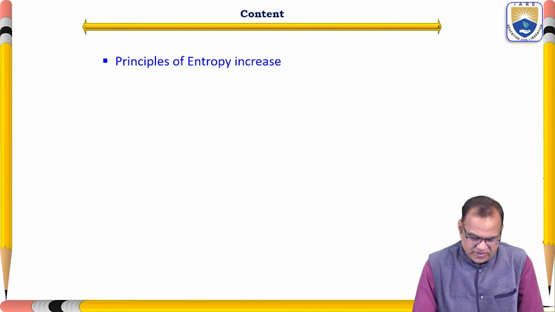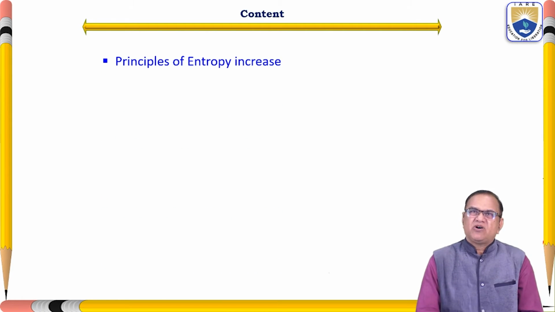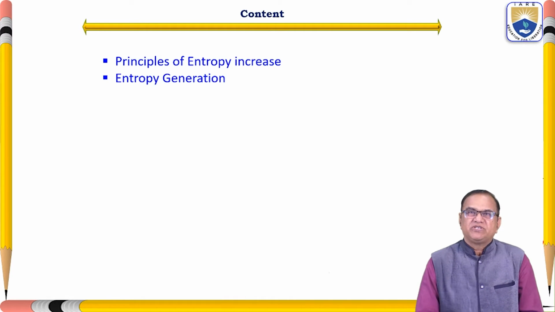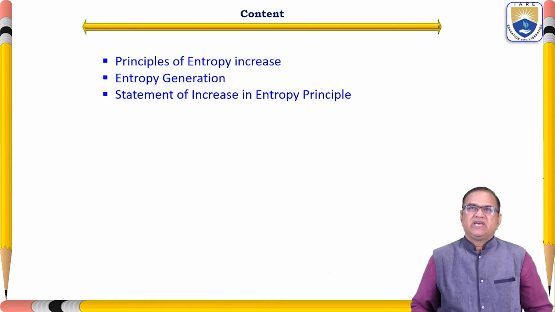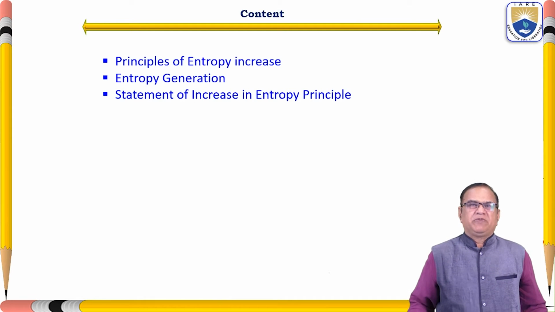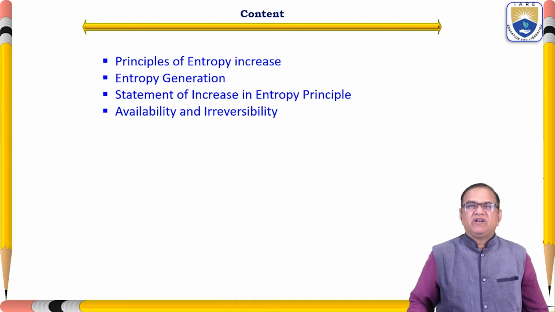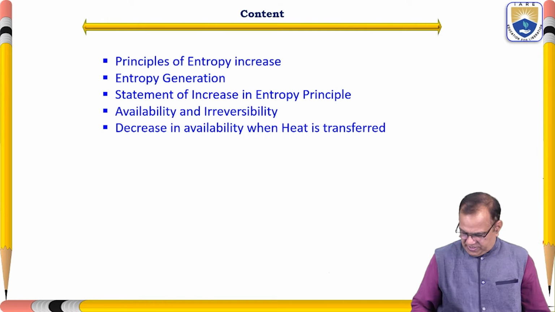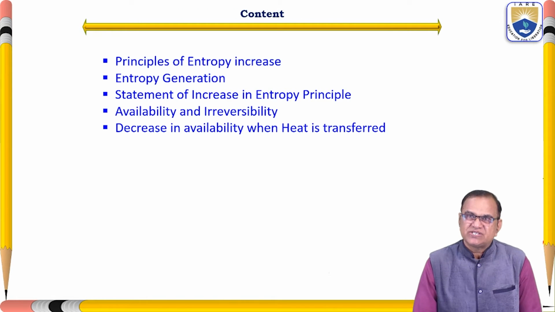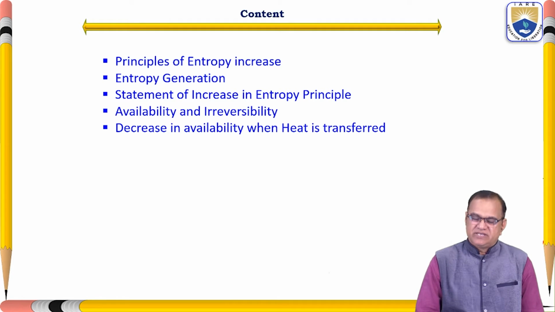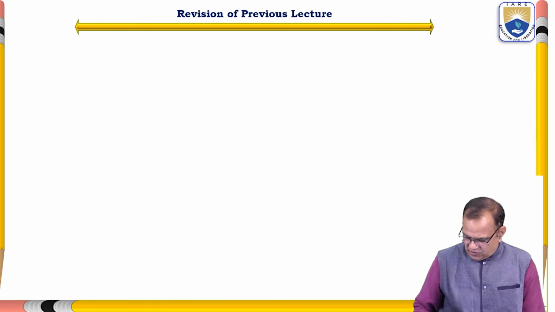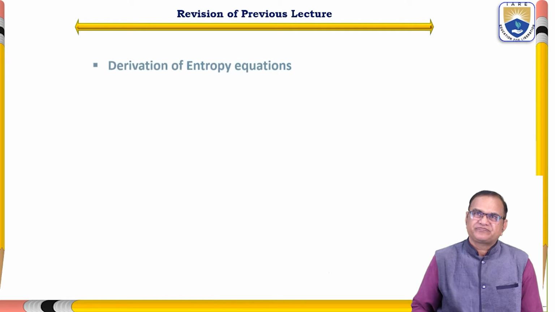In today's topic, I am going to discuss principles of entropy increase, entropy generation, statement of increase in entropy principles, availability and irreversibility, and decrease in availability when heat is transferred. These are the topics which I am going to discuss today, and I will first go through the previous lecture which I have taken just before that.